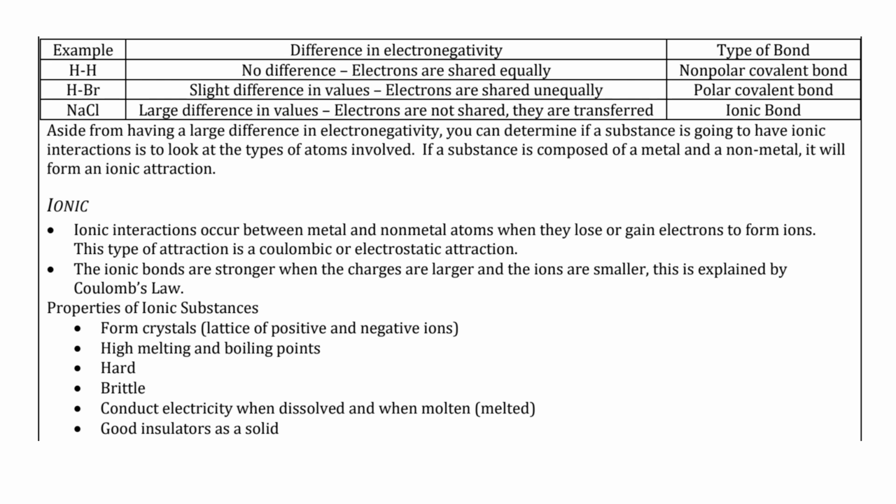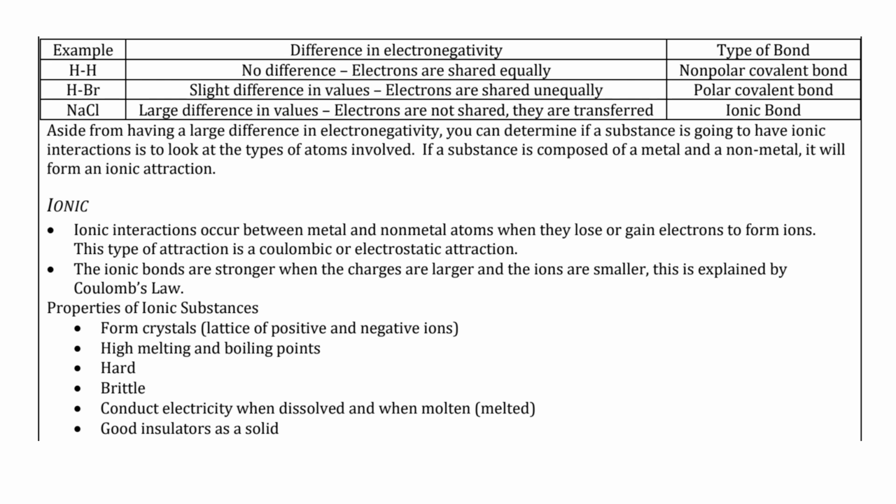So for example, H and H, no difference in electronegativity. Electrons are shared equally, nonpolar covalent bond. HBr, slight difference in values. Electrons are shared unequally, polar covalent bond. Sodium chloride, large difference in values for electronegativity. Therefore, they're not shared, they're transferred or stolen, ionic bond.